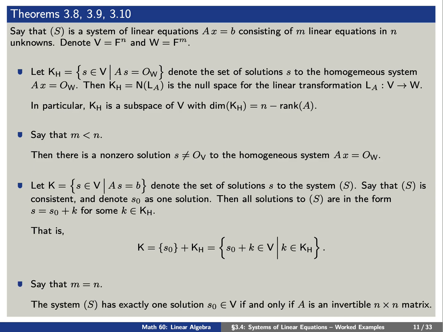Finally, let's say that m equals n. That is, the number of equations is exactly equal to the number of unknowns. Then our system, capital S, has exactly one solution, s0, if and only if A is an invertible n by n matrix.